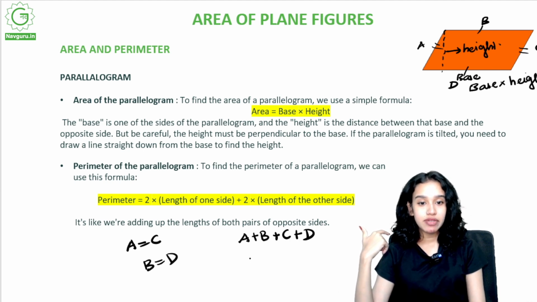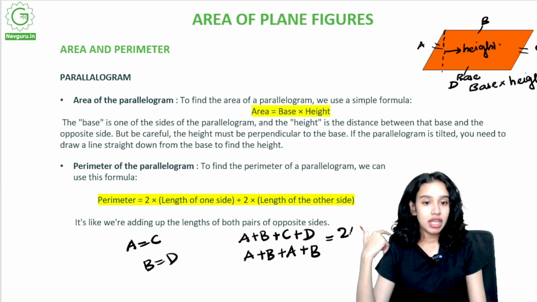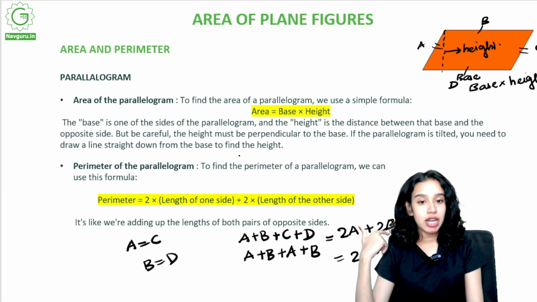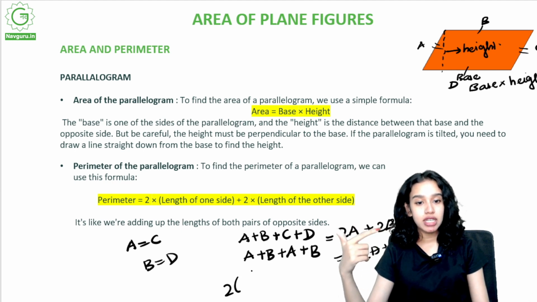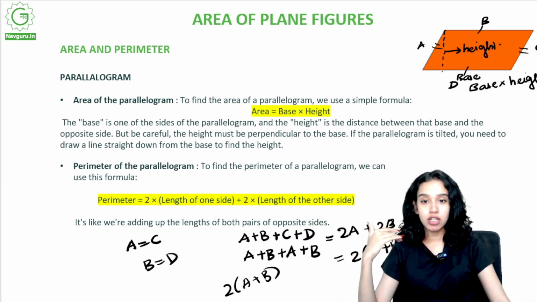So I could replace C with A, right? A plus B, C is equal to A, so we'll put A here, and D is equal to B, so B here. So this is 2A plus 2B, right? Which is equal to 2 into A plus B, right? So the perimeter of a parallelogram can be said as 2 times A plus B. A is one side, and B is the length of the other side. So if we take this formula, we get the area and perimeter of the parallelogram.